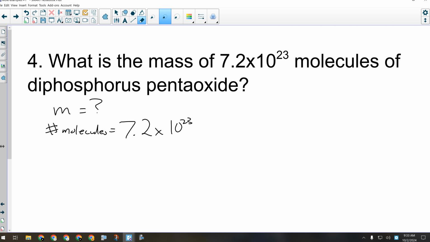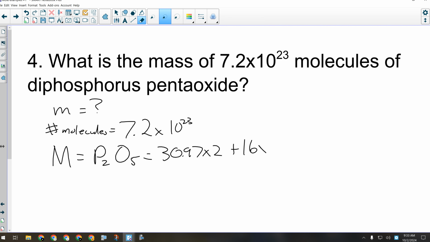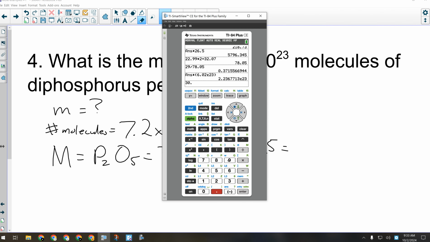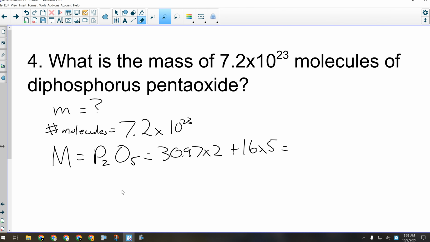Okay? All right. And we are looking at the material being diphosphorus pentaoxide. So that will be helping us get big M. P2O5, so that's going to be 30.97 times 2 plus 16 times 5. Okay, so 141.94 grams per mole. Okay, so we get 1 mark for our givens.